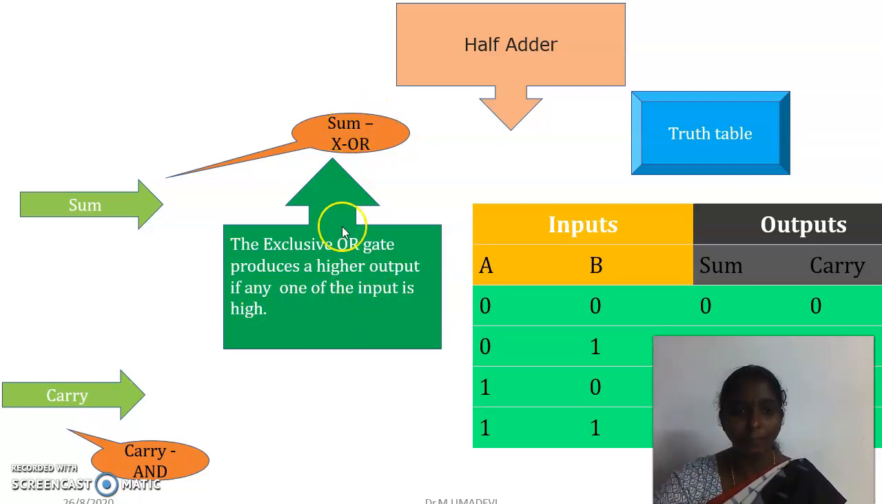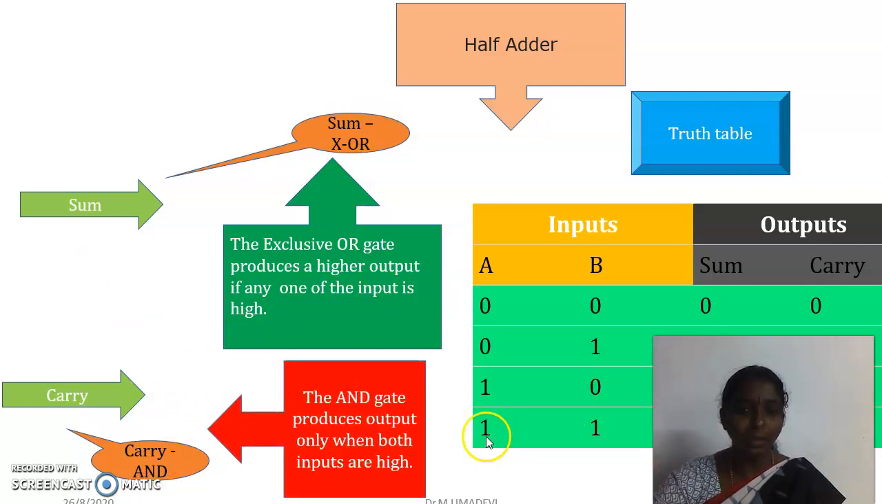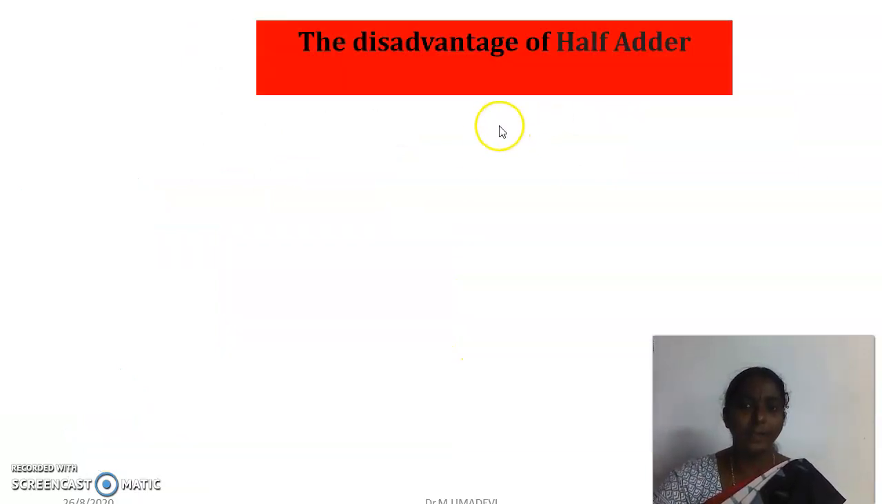This is about sum. Then as far as the carry is concerned, as I told you earlier, both the inputs should be high. If both the inputs are high, then it produces a carry. The AND gate produces output only when both the inputs are high. So these things we can obtain from this truth table. And this is the working of half adder.